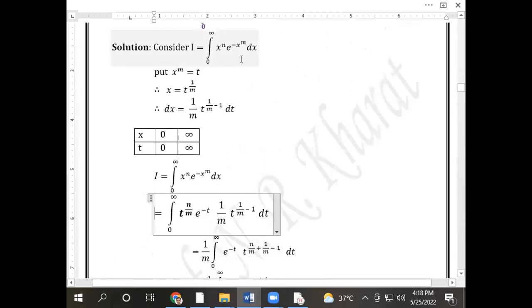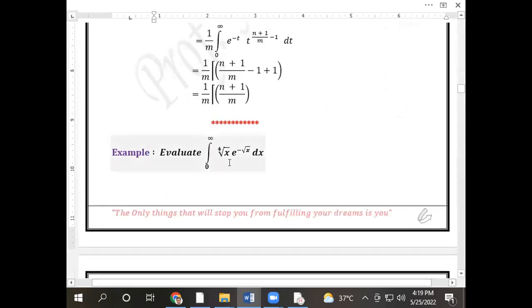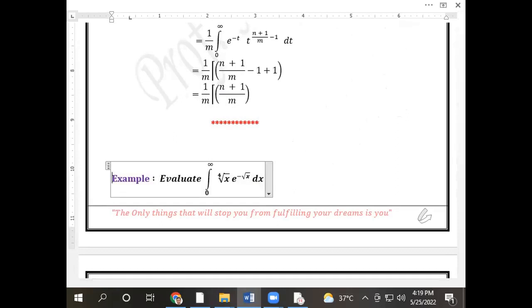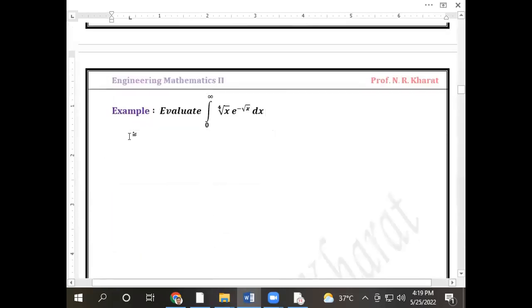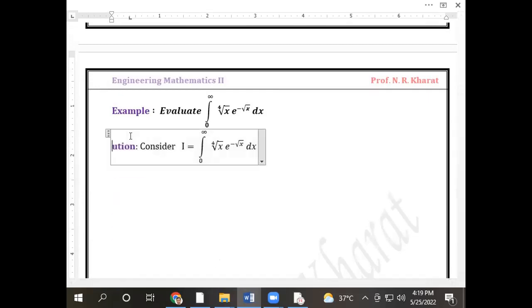Some real number, some positive integer numbers. Depending on that, we can find the solution. So we will see one small example based on this property. First, when we compare with the definition, the exponential function's index is root x.